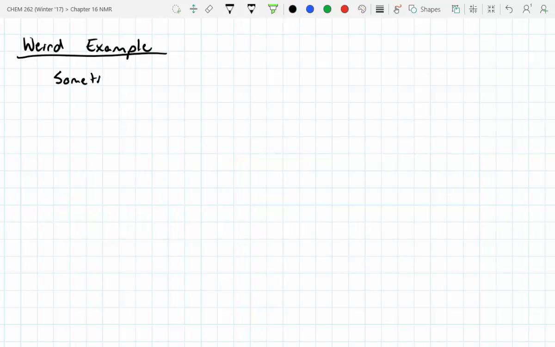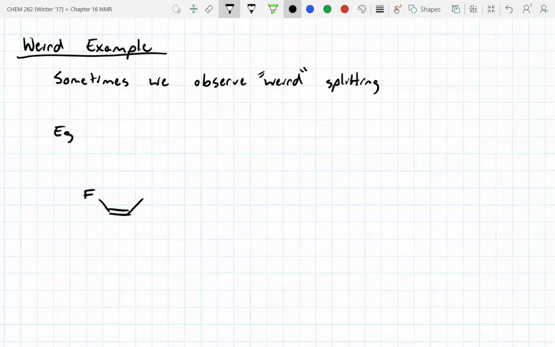Sometimes we observe weird splitting patterns. And this makes more sense when we think about J values. So let's take another example. Let's say I've got, we'll just do the example with another hydrogen attached, where now we've got HC also here. HB, I'm going to still do in blue, and HA I've got in red.